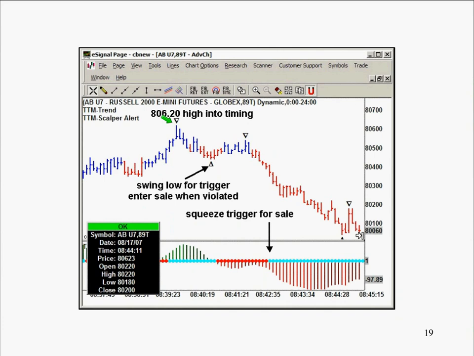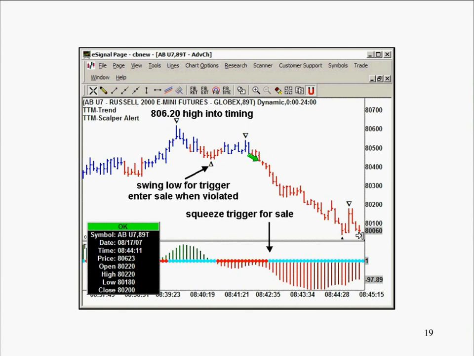So here's where the high was made. This is a trigger chart. This is an 89 tick chart in the Russell. So as soon as this swing low was violated, that was a sale. Again, in this case, you didn't get the pullback. So if you waited for a pullback, you wouldn't have gotten into the trade.